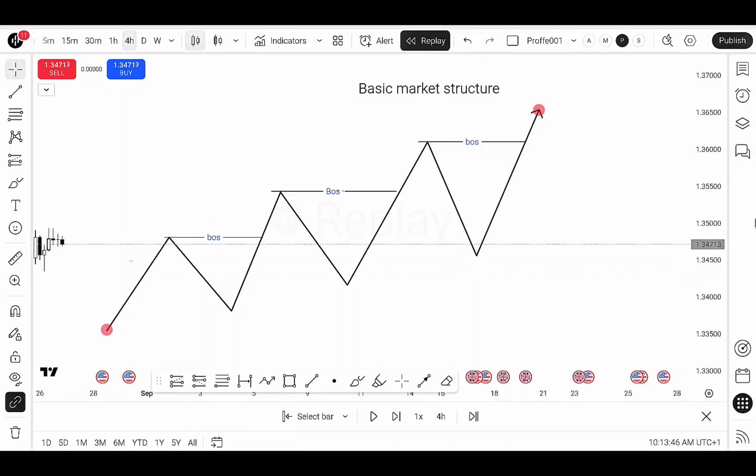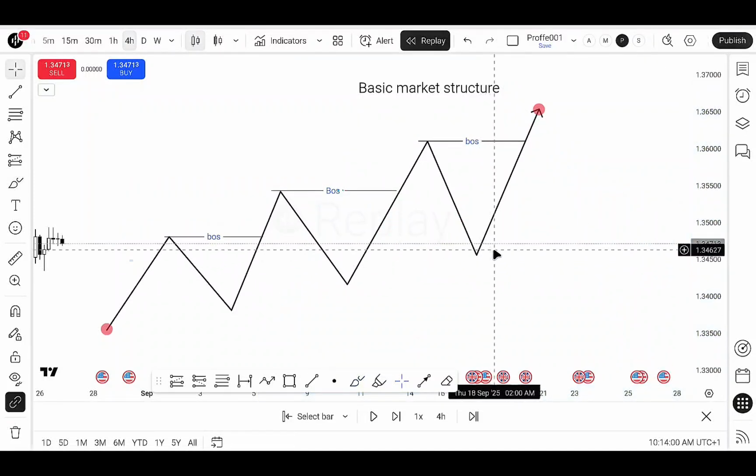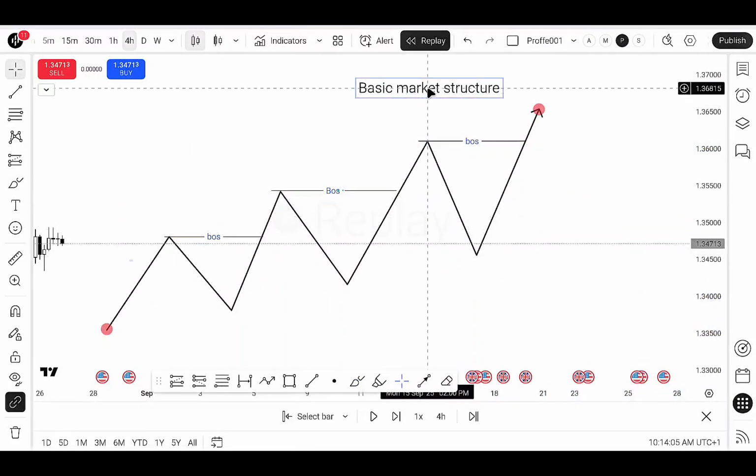When you open your TradingView, what do you first look out for? The first thing you look out for is the direction of the trend, right? Is the trend in an uptrend or is it in a downtrend? That is what you look out for when you first open your TradingView. So what you are seeing on the screen here is basic market structure.